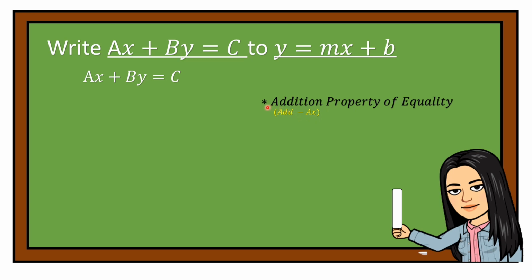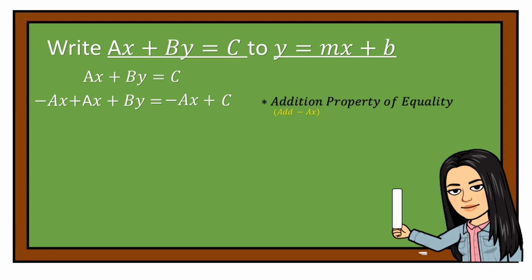So, pag sinabi nating addition property of equality, kung ano ang i-add natin sa left side ng ating equation, yun din ang i-add natin sa right side ng ating equation. So, from this, ax plus by equals c, magkakaroon tayo ngayon ng negative ax plus by equals, mag-a-add din tayo dito ng negative ax plus c. So, in both sides of our equation, meron tayong inadd na negative ax.